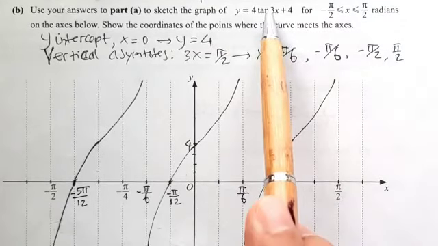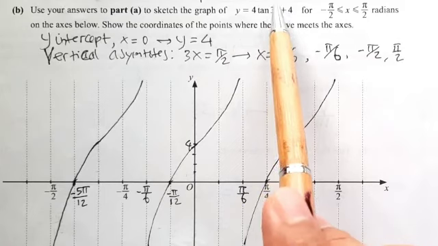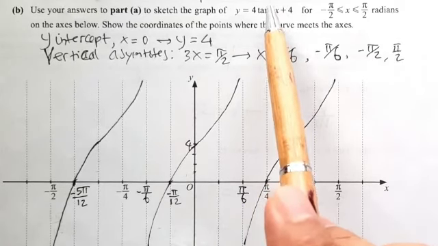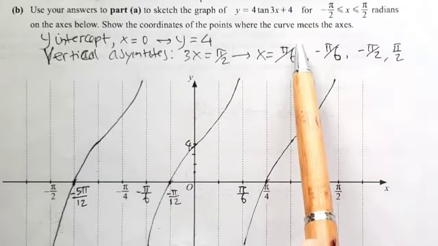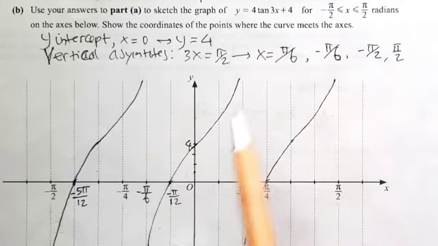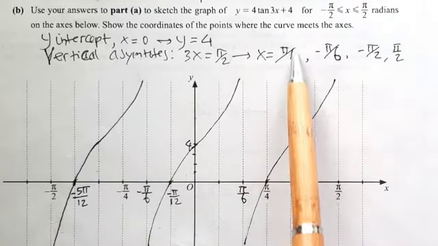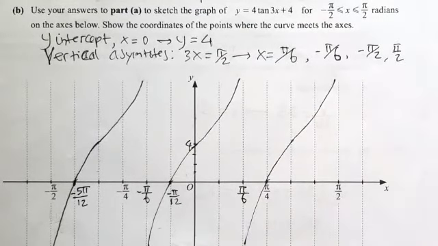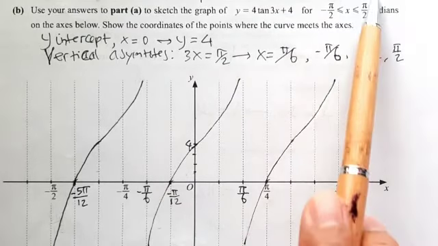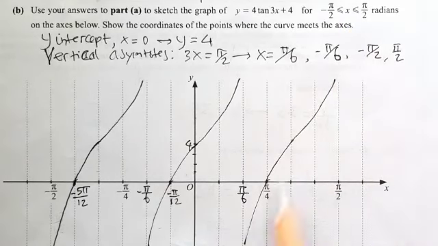And we know that the period of tan 3x is pi divided by 3, thus pi over 3. Thus the next asymptote is pi over 6 minus pi over 3, that is minus pi over 6. Again, minus pi over 6 minus pi over 3, that is minus pi over 2. And another asymptote is pi over 6 plus pi over 3, that is pi over 2. Thus there are 4 vertical asymptotes in this domain. Now we can just draw the graph of the tan.